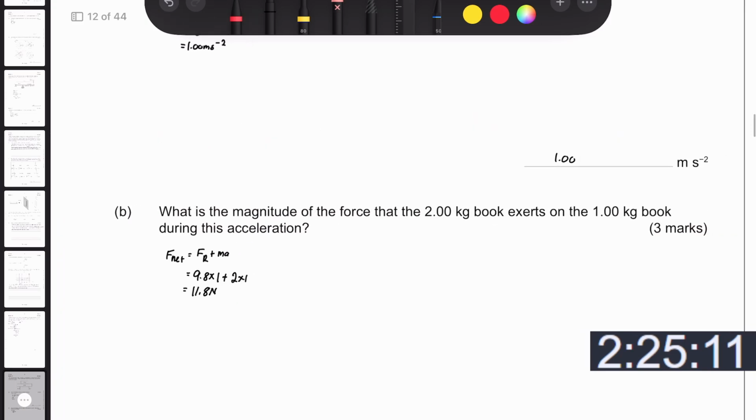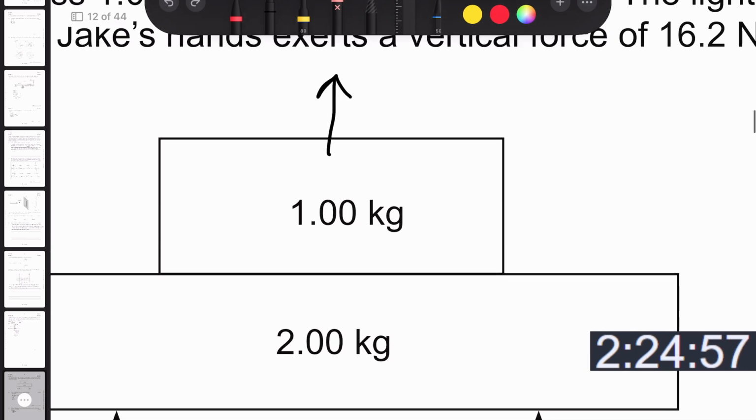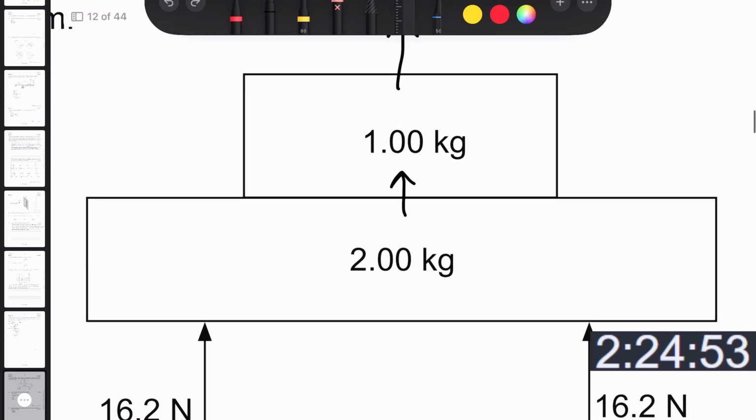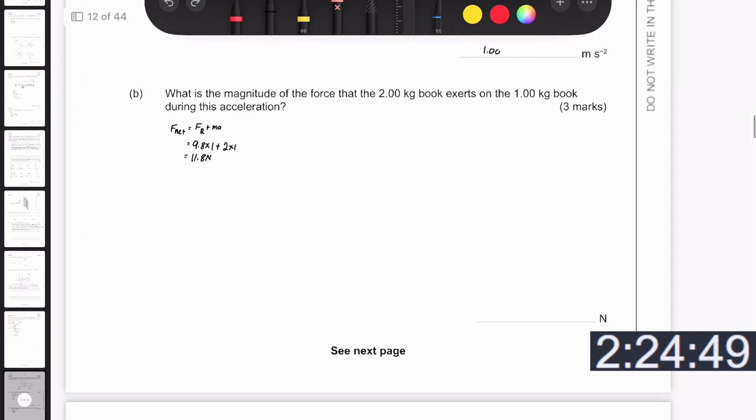And this makes sense because the 1 kilogram book is pushing down with 9.8. So we push back with 9.8, and then since this guy is accelerating because he's part of the whole structure, this book must be the one that's providing that force. So I'm pretty happy with 11.8 newtons.